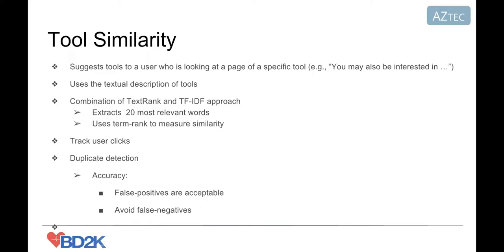And using this tool similarity approach, we can also detect duplicate tools. Duplicate detection helps us validate new tools entered by users, and in particular, we're going to prevent the reinsertion of existing tools. In our case, high accuracy isn't necessarily mandatory, and false positives are acceptable, but our system should avoid false negatives. And high similarity of descriptions is a signal of possible duplication. We can also use other heuristics, such as, if the resource has the same source code URL as another tool, then most likely it's a duplicate.